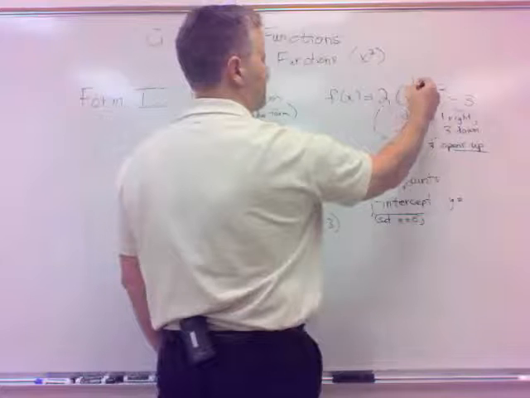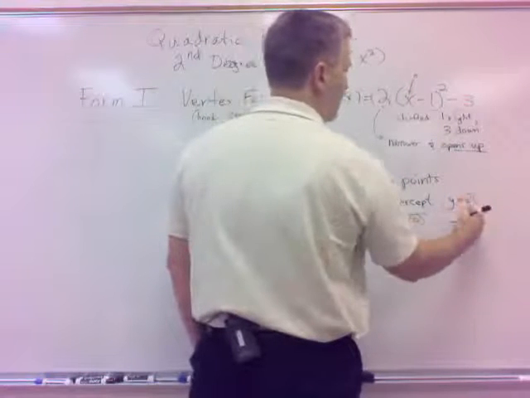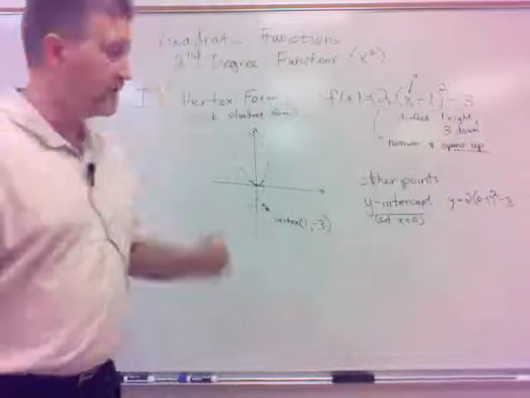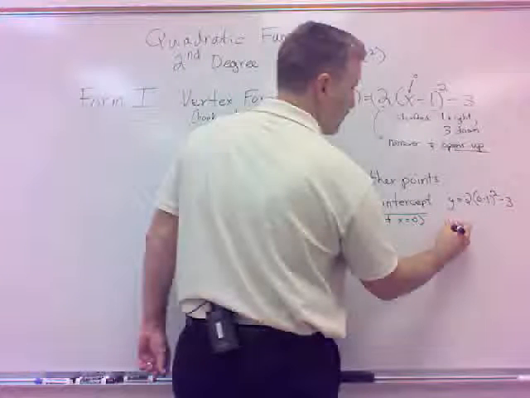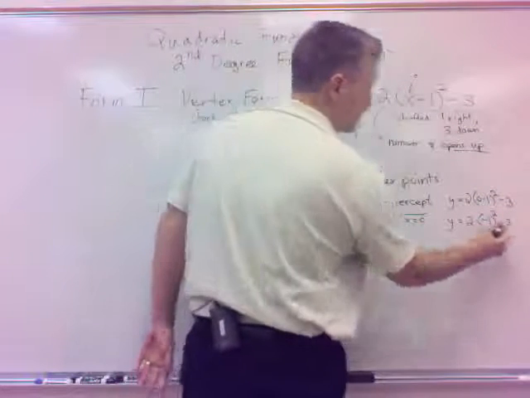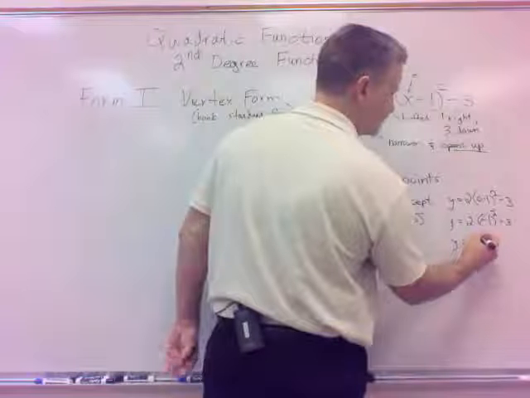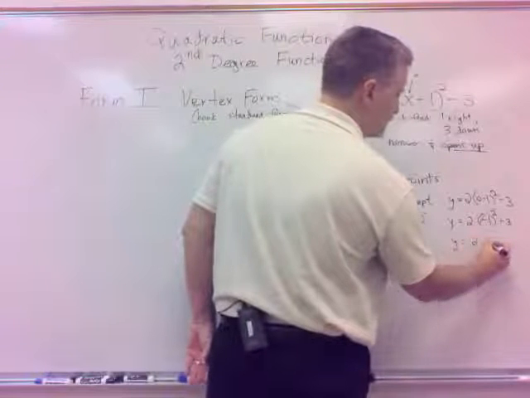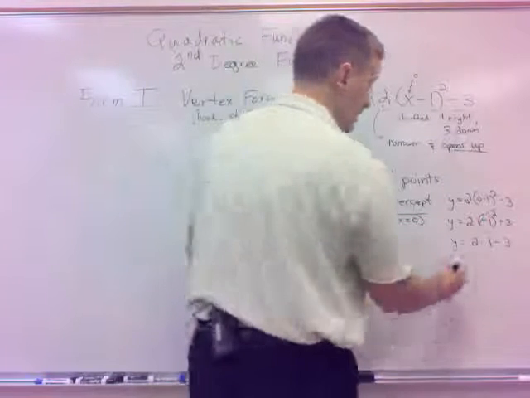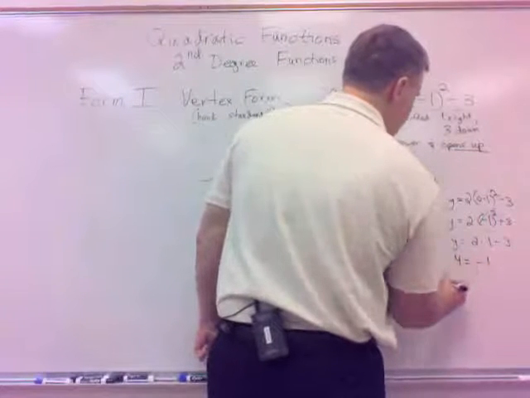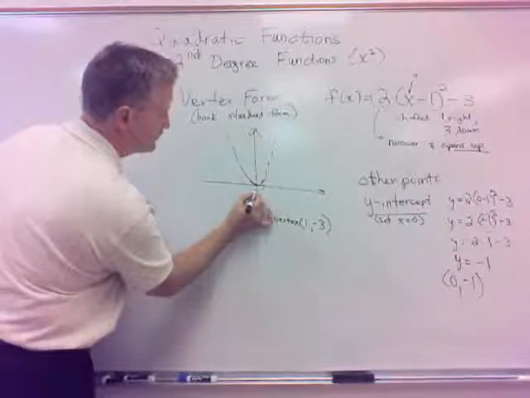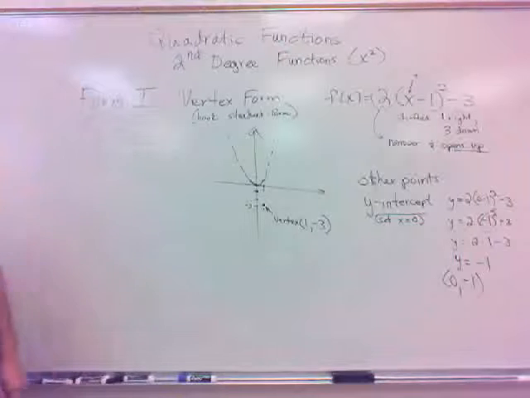If I just set x to be 0, that'll give me my y-intercept. 2 times 0 minus 1 squared minus 3. So y equals 2 times negative 1 in the parentheses squared, minus 3. Now, please note, we do the squaring first. That would be positive 1. 2 times positive 1 minus 3 is 2 minus 3, which is negative 1. So my y-intercept is the point (0, -1), which is right here. Okay?